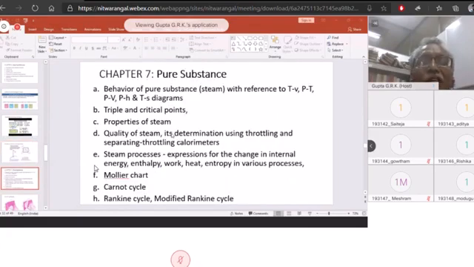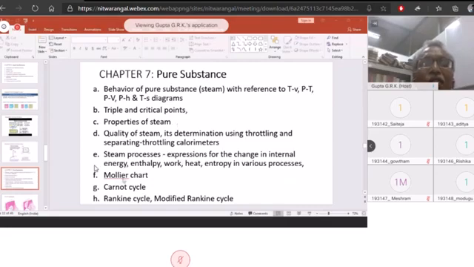Then I talked about pure substance and what a pure substance is. If it is not a pure substance, then there will be some other subjects we have to learn. But here, we have to know which is a pure substance and which is not. One of the pure substances which we concentrate on is steam. Because this is not an ideal case, I cannot use all the equations of state. Then how do we find out the properties of steam?